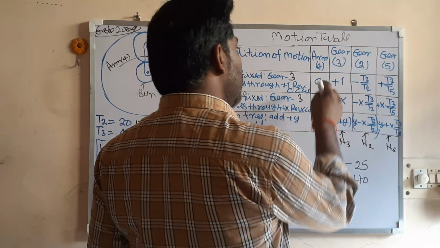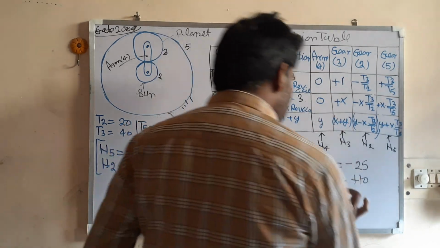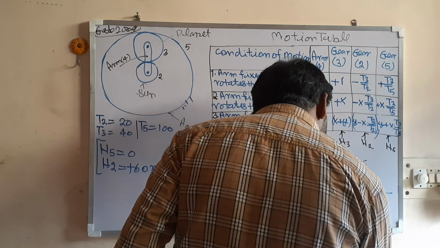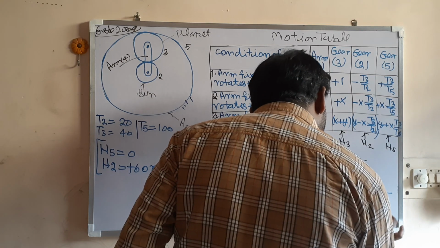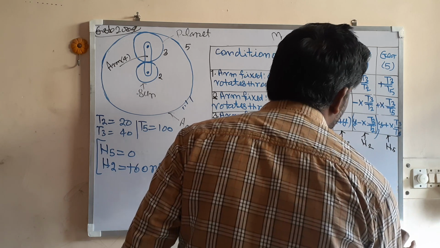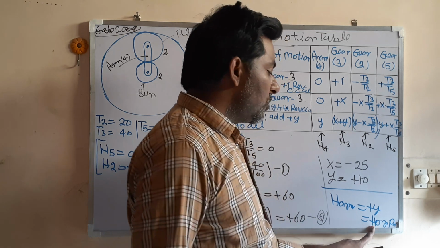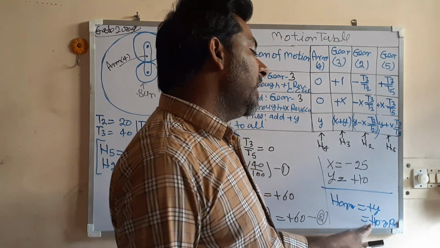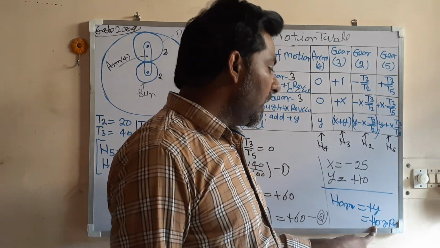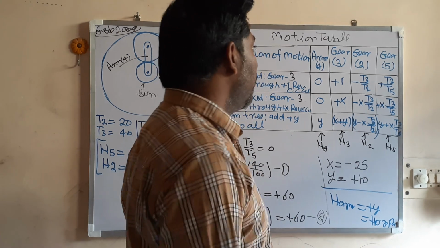Look at here. This is R. What is the speed of R? This is y. So the speed of R, that is your answer. Speed of the arm is equal to plus y, and y is equal to plus 10 RPM. Plus 10 means the speed of the arm is in the counterclockwise direction. So 10 RPM counterclockwise. That is the answer.